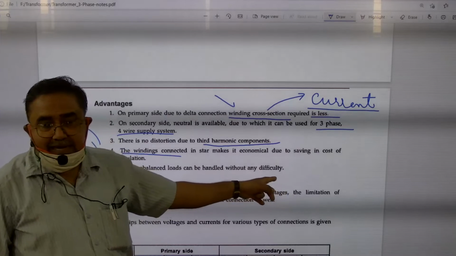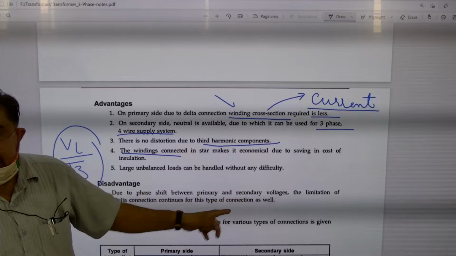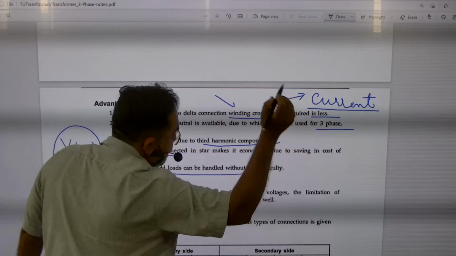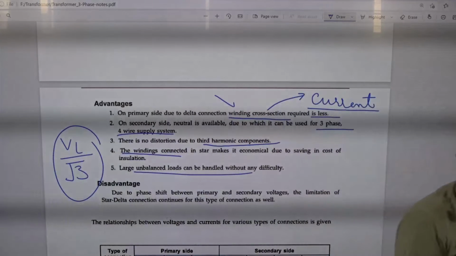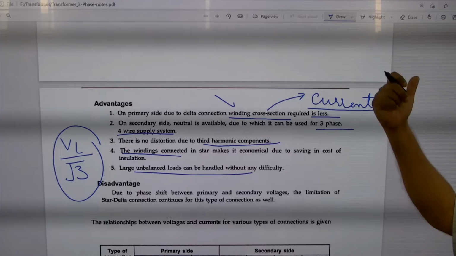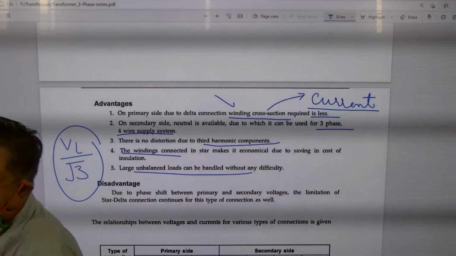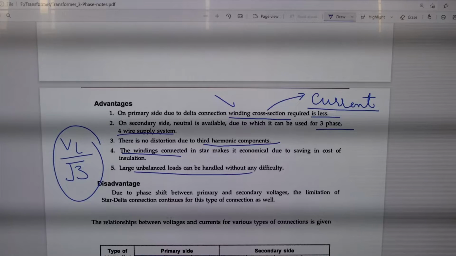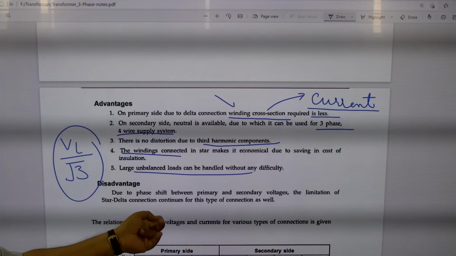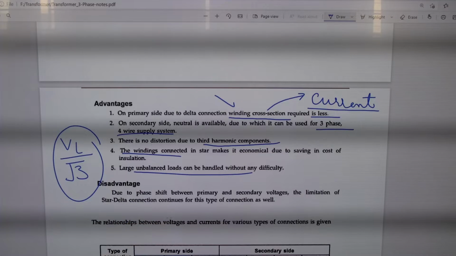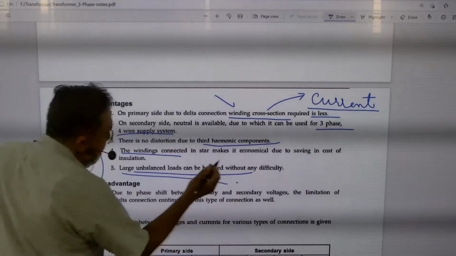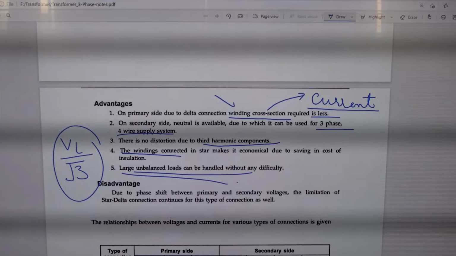And since the secondary is in delta, therefore it can handle a large unbalanced load. सेकेंडरी किसमें? मैंने एडवांटेज नहीं बताया था डेल्टा डेल्टा कनेक्शन का, कि डेल्टा डेल्टा कनेक्शन कैन हैंडल अनबैलेंस्ड लोड, वाइल स्टार स्टार कनेक्शन कैन नॉट हैंडल अनबैलेंस्ड लोड. तो चूंकि हमारा सेकेंडरी किसमें? डेल्टा में, देयरफॉर इट कैन हैंडल दी लार्ज अनबैलेंस्ड लोड. अरे क्लियर हुआ कि नहीं हुआ?